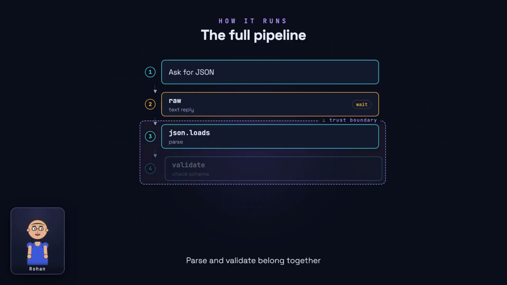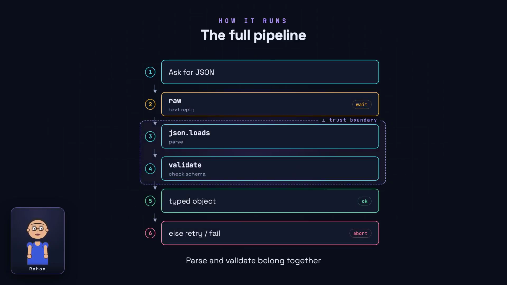Zoom out, and here's the whole pipeline. Ask, receive text, then cross a trust boundary. Parse and validate must happen together as one gate. Nothing downstream touches the model's output until it has passed both. That boxed pair is the difference between a demo and a system.